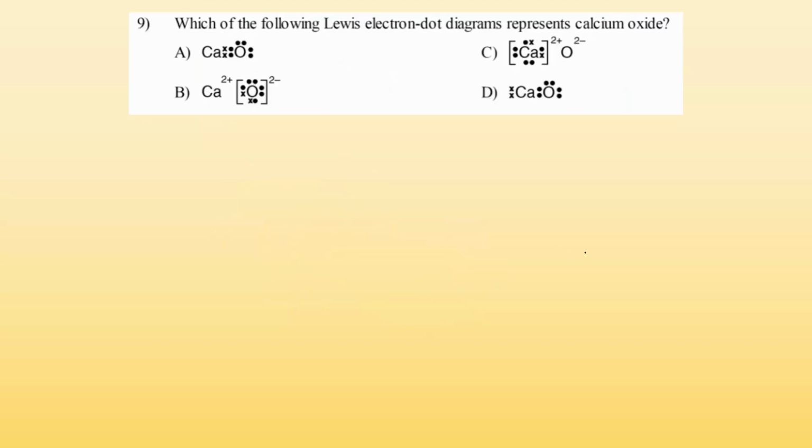9. Which of the following Lewis electron dot diagrams represents calcium oxide? All right, so let's figure it out. Calcium, I look it up, has 2 valence electrons. Oxygen, again, has 6.